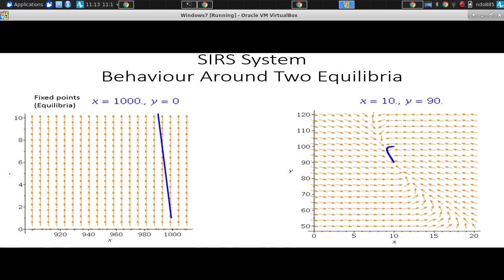But if we go in the y direction, around this fixed point. Fixed point is just there. You know, there's a mouse.